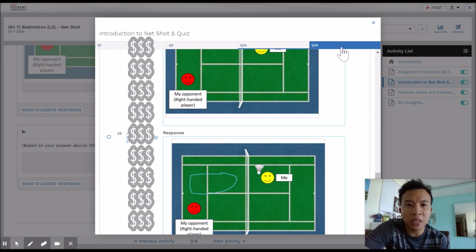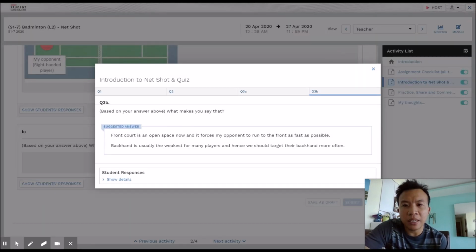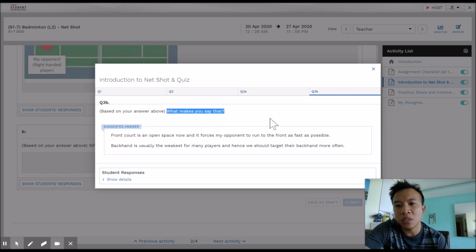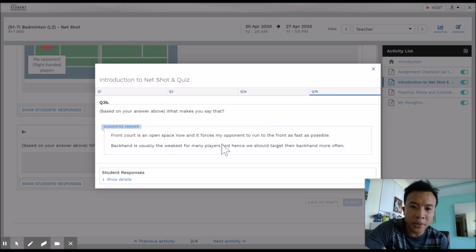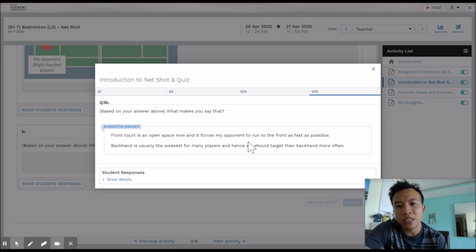So for me, I have a 3 part B right here. In 3 part B, based on the answer above, they need to follow up and explain the reason why they choose that particular area to attack. So I would like to use a simple question, which is, what makes you say that? The suggested answer is the front court is now open, therefore placing the shuttle nearer to the net forces the opponent to run fast to the front.